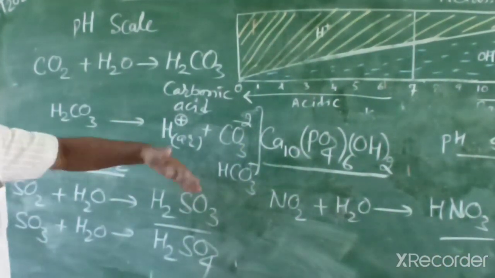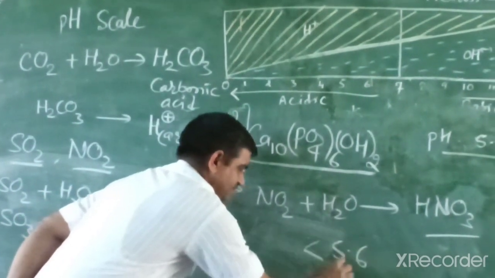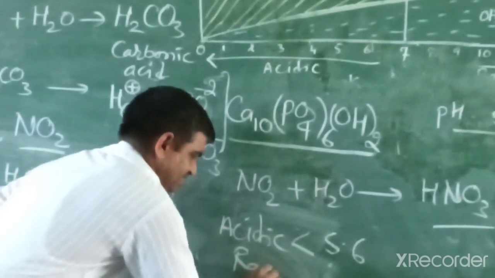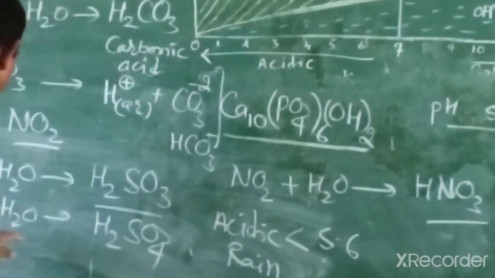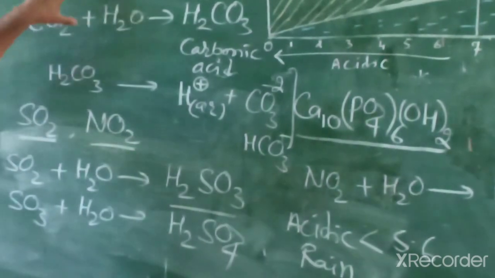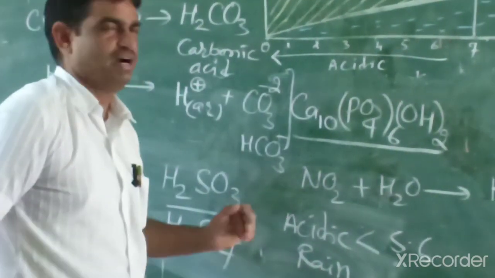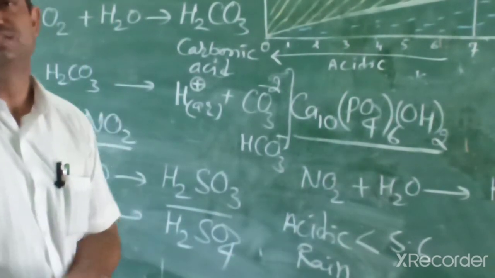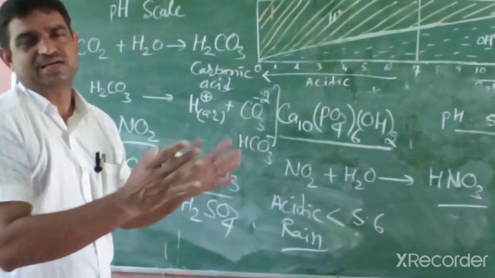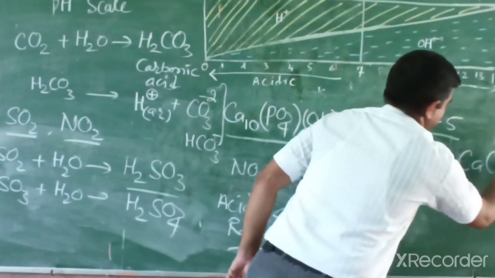When the pH is less than 5.6, that is acid rain. Acid rain is due to these gases: sulfur dioxide, NO2 and SO3. Normal rain is due to carbon dioxide. So why does this cause damage? Because our marble is made of calcium compounds, that is, calcium carbonate. Marble is made of calcium carbonate.